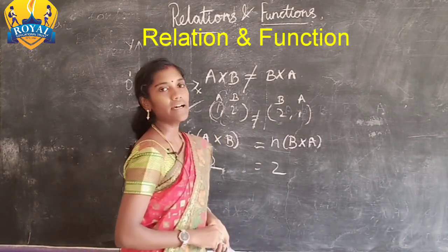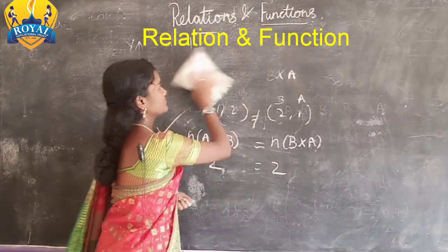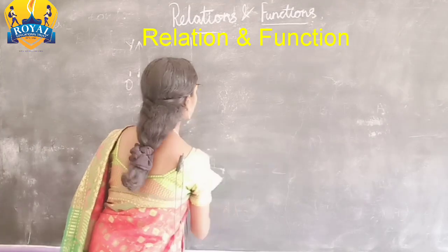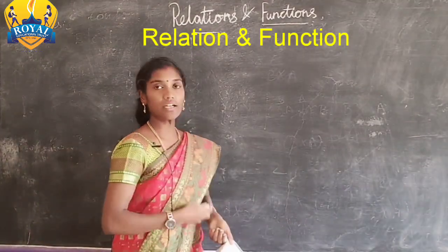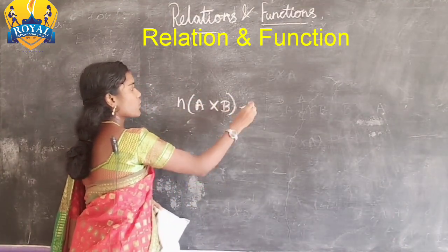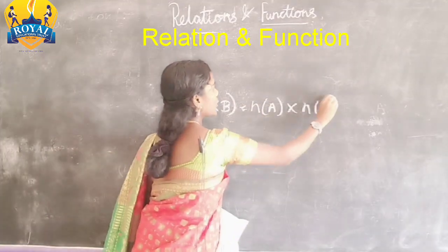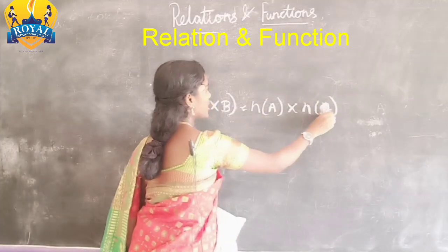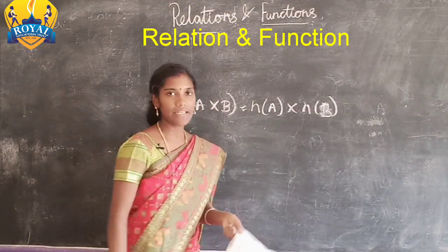This is the condition for the Cartesian product. Okay. One formula for Cartesian product: n of A cross B is equal to n of A into n of B.